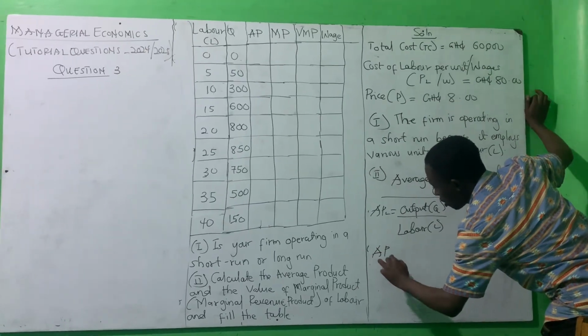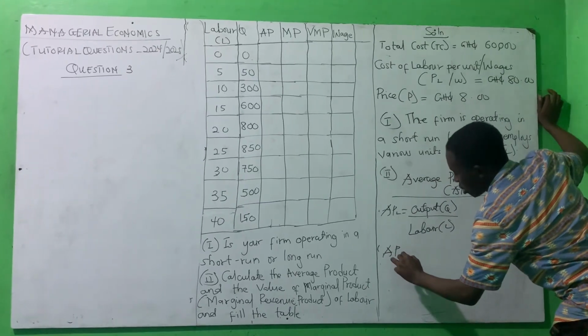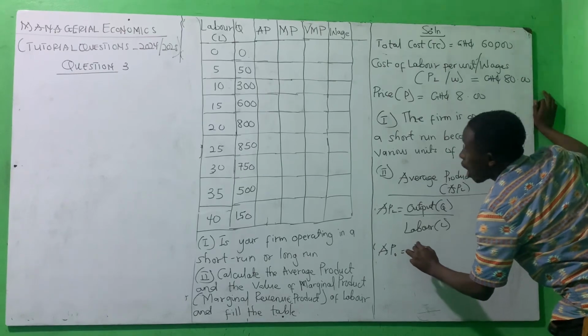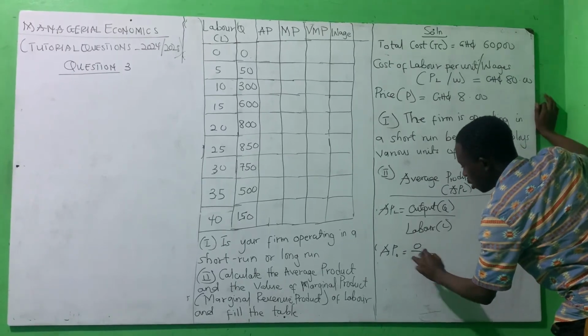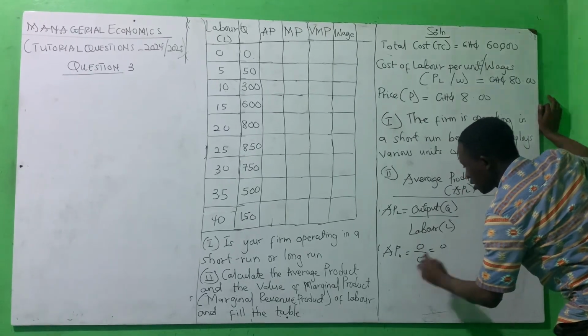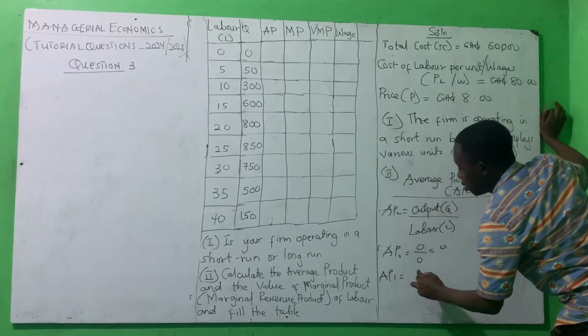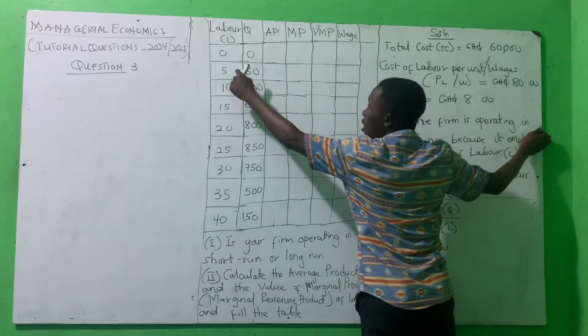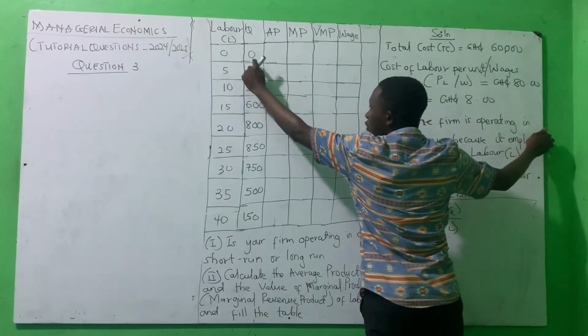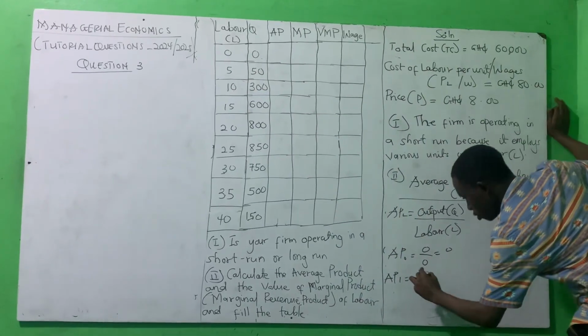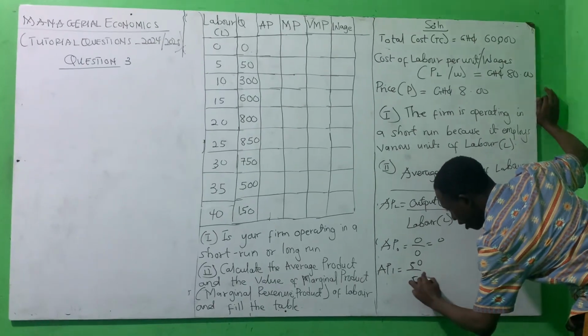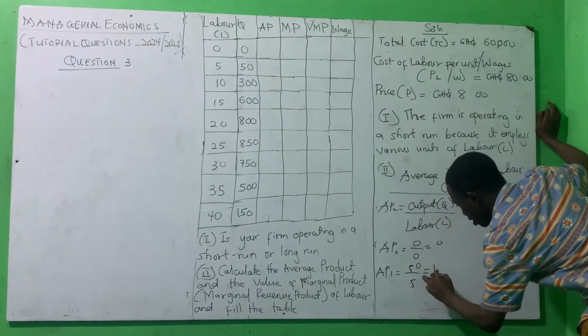For the first one, at 0, output was 0 and labor is also 0, so we have 0. Then AP1 is K over L, so 50 divided by 5, which is 10.